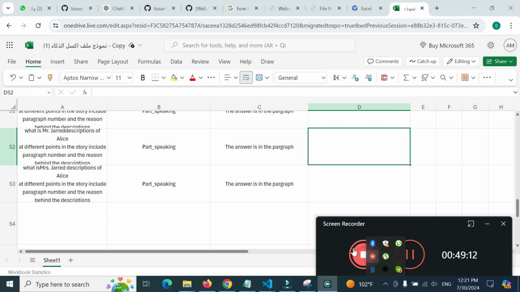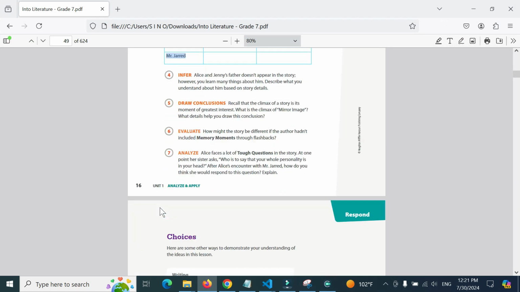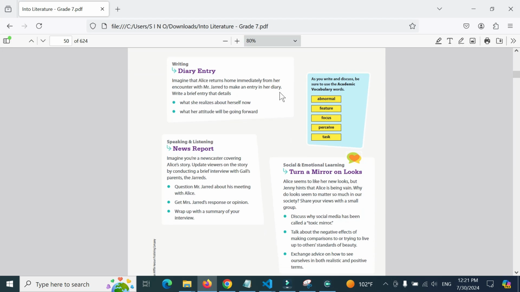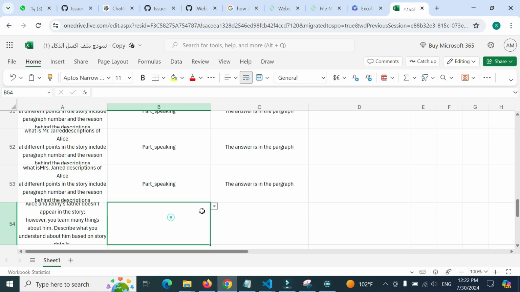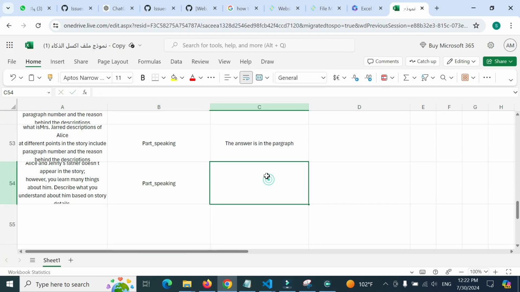Okay, let me check. It's been actually 15 minutes, and I'm at page 47. I believe I'm going to stop before page 50. Father doesn't appear in the story. However, you learn many things about him. Describe what you understand about him from story details. Okay, so describe what you understand about Alice's father. Or we can just search someone in story details. We can actually use this one for story detail. And it's just a normal question. I believe it's a normal question. The answer is in the paragraph.